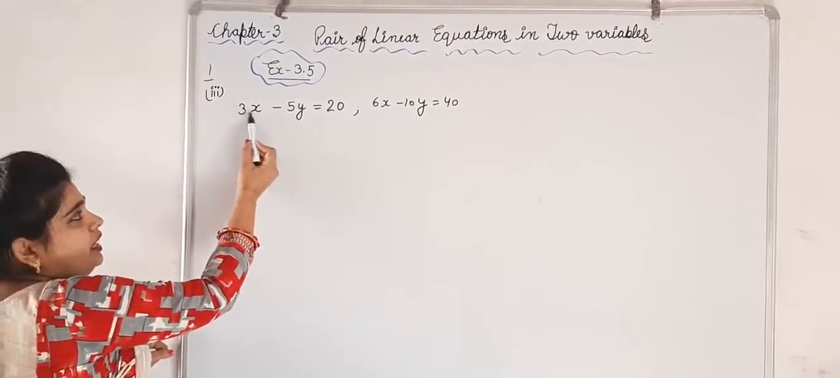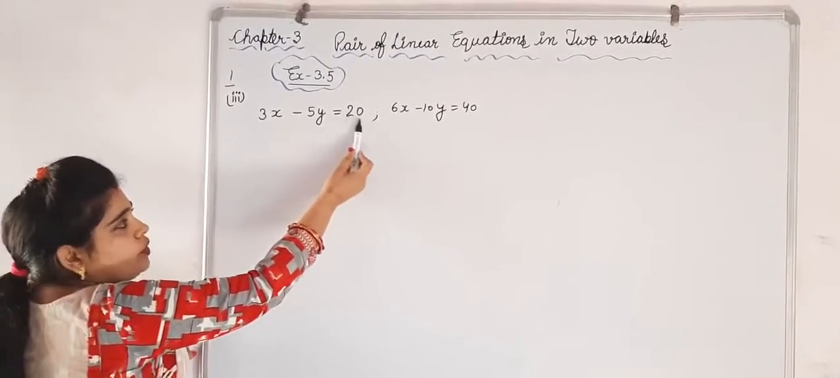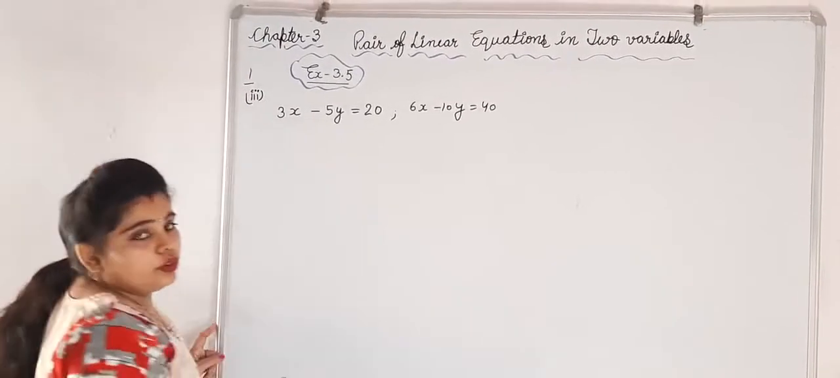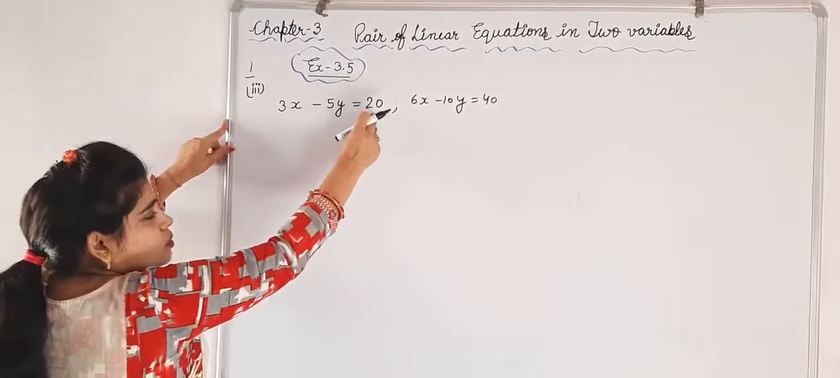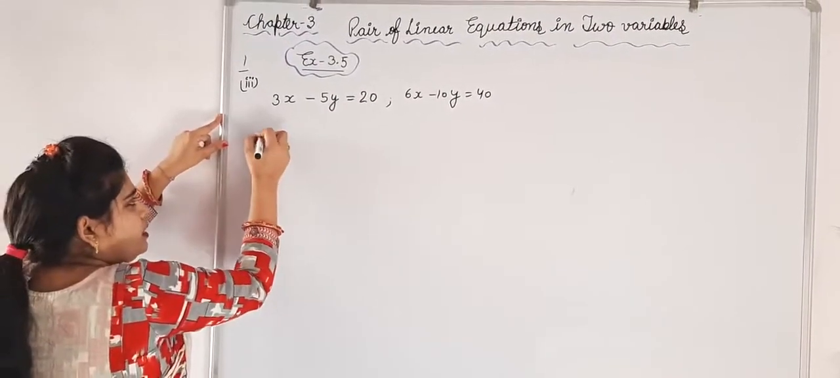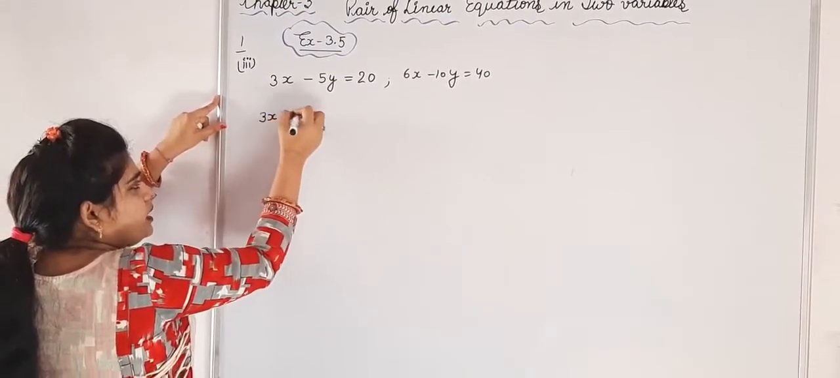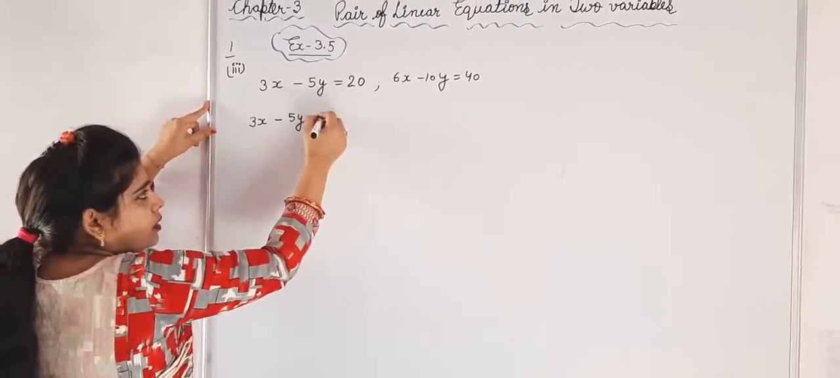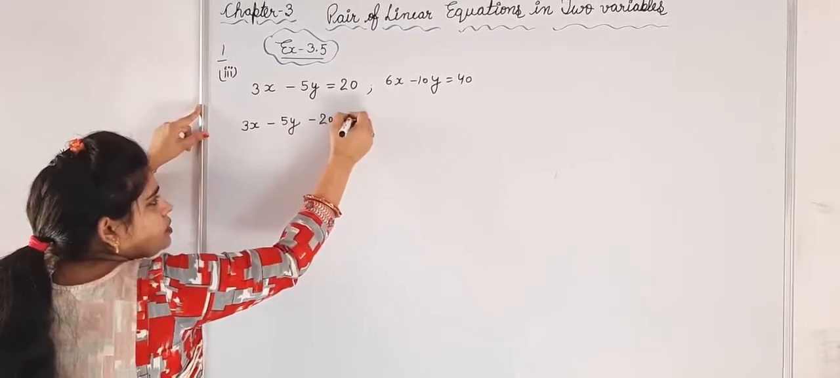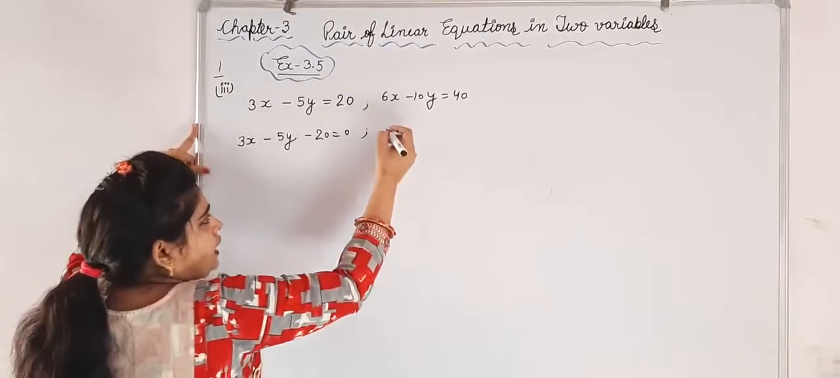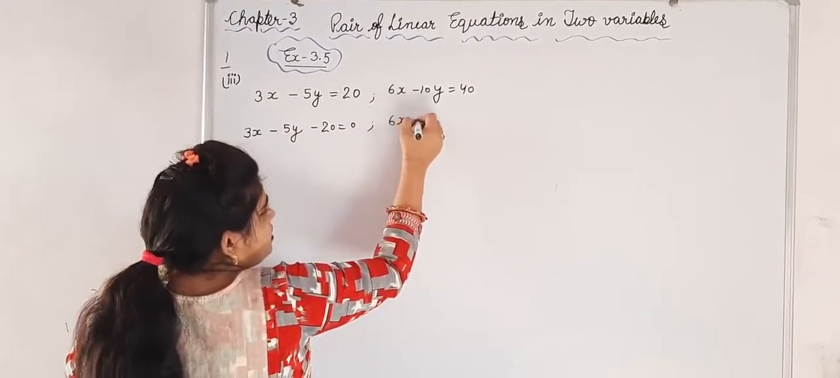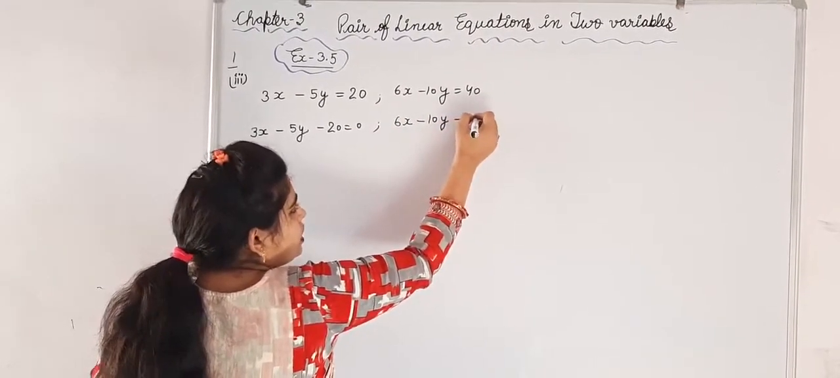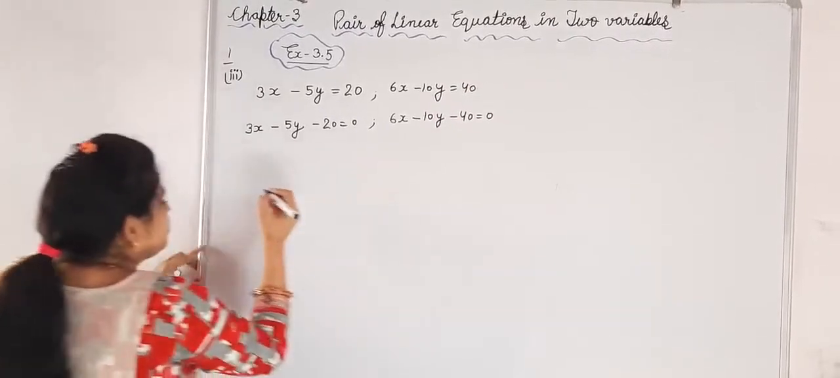First question, third part. Equations are 3x minus 5y is equal to 20, 6x minus 10y is equal to 40. First of all, we will bring these constant terms to the left hand side. 3x minus 5y, this plus 20 will become minus 20 is equal to 0. In the second equation, 6x minus 10y, this plus 40 will become minus 40 is equal to 0.